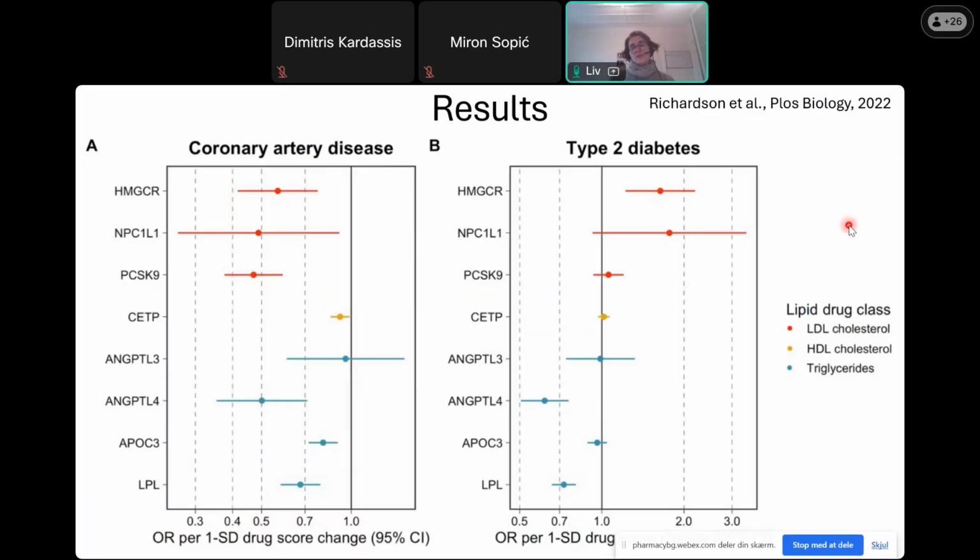Then they also looked at risk of type 2 diabetes, and here it looks like there is actually an increased risk of type 2 diabetes when you lower LDL via HMGCR, probably also an increased risk with NPC1L1. And then they see a lower risk when you lower triglycerides with ANGPTL4 and LPL.